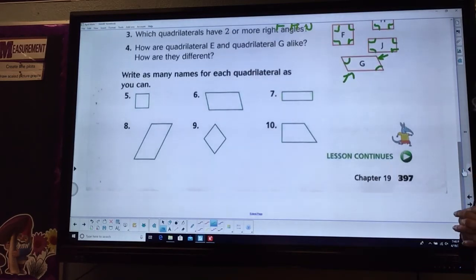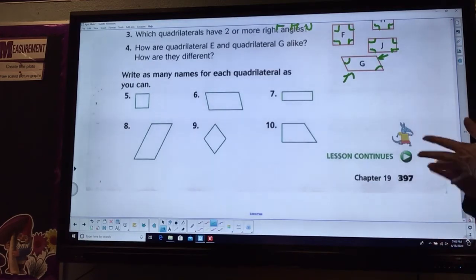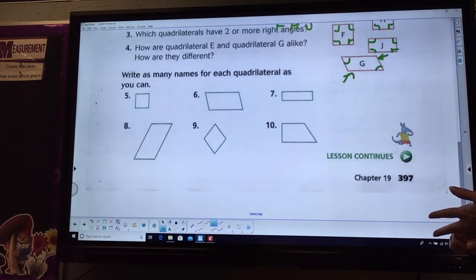Now this is where it gets tricky. You're going to want to refer back to lesson 101 or the pages in this book. It says write as many names for each quadrilateral as you can. On number 5, okay, we have a square, right? It has two sets of parallel lines. It has 4 equal sides. It has 4 right angles. So I know it's a square.